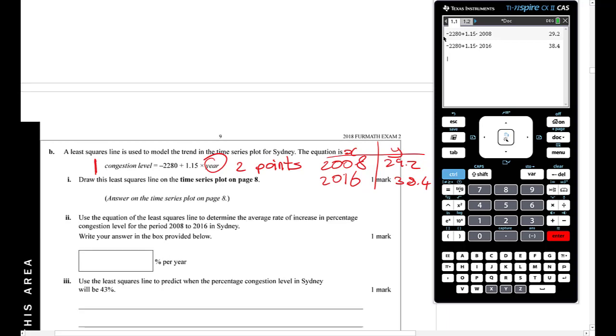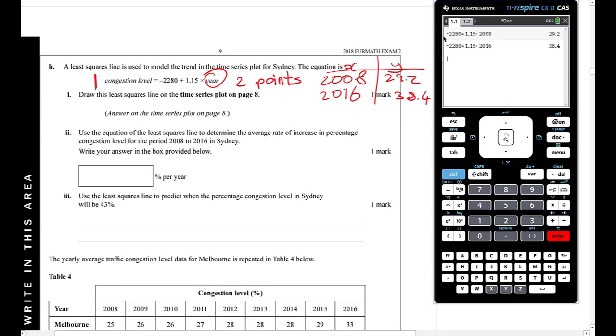All right, use the equation to determine the average rate of increase. Now, in this one, what was found was that 64% got this question wrong. Okay, that's a lot. Now, the reason they got it wrong is to do with this.